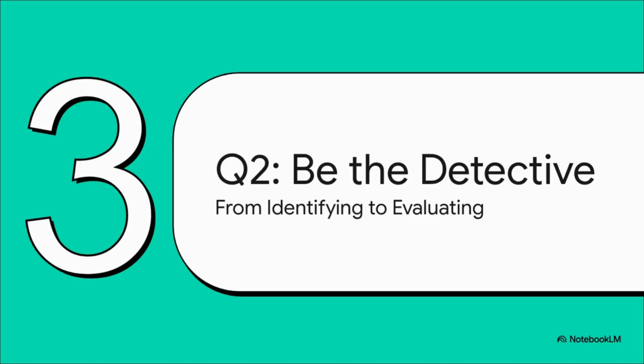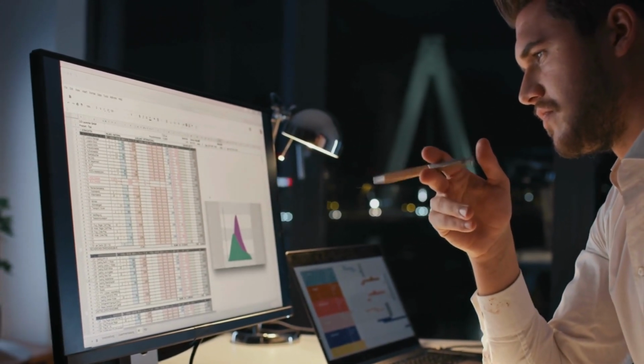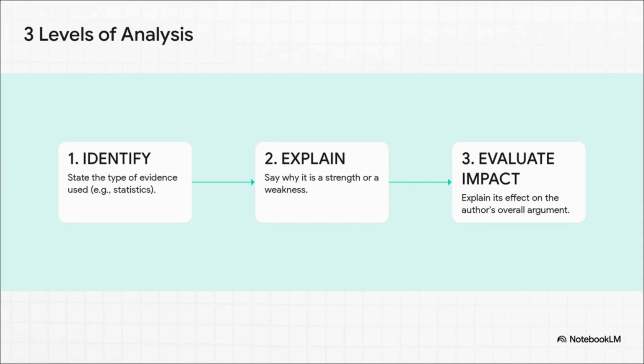Okay, let's move on to question 2. This is where we really level up. You're not just finding points anymore. You need to become a detective. It's not enough to just spot the evidence. You've got to analyze it, you've got to question it, and you've got to figure out its real impact on the author's entire case. This 3-step process is your golden key for question 2.